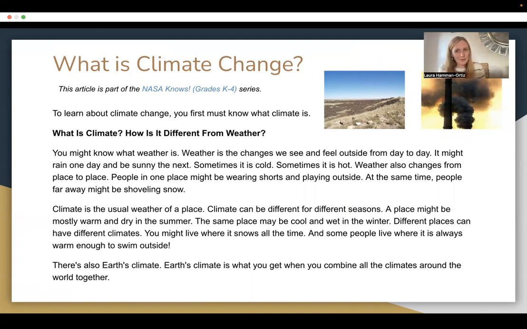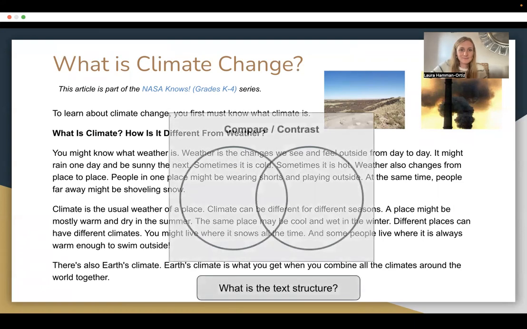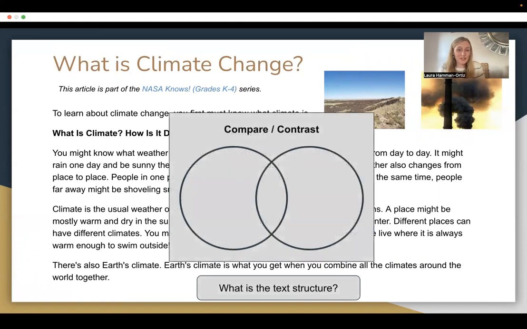And you might already be thinking, well, if it's comparing 2 things, how they're similar and different, a good graphic organizer might be a Venn diagram, because we're comparing and contrasting. So the text structure for this one is compare contrast. So I want students to be pulling out information. I would be better served to use a graphic organizer that reflects the text structure.